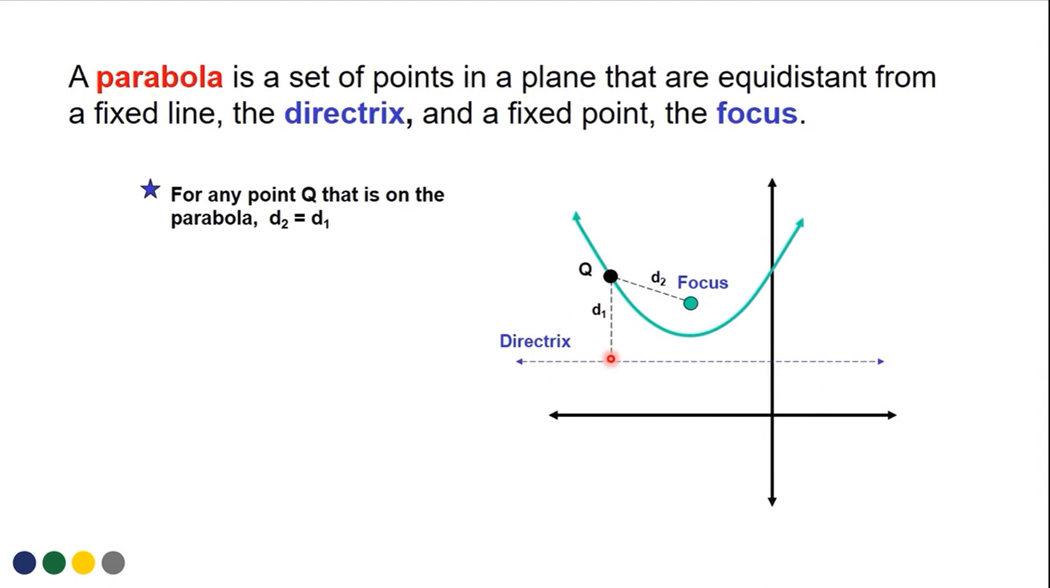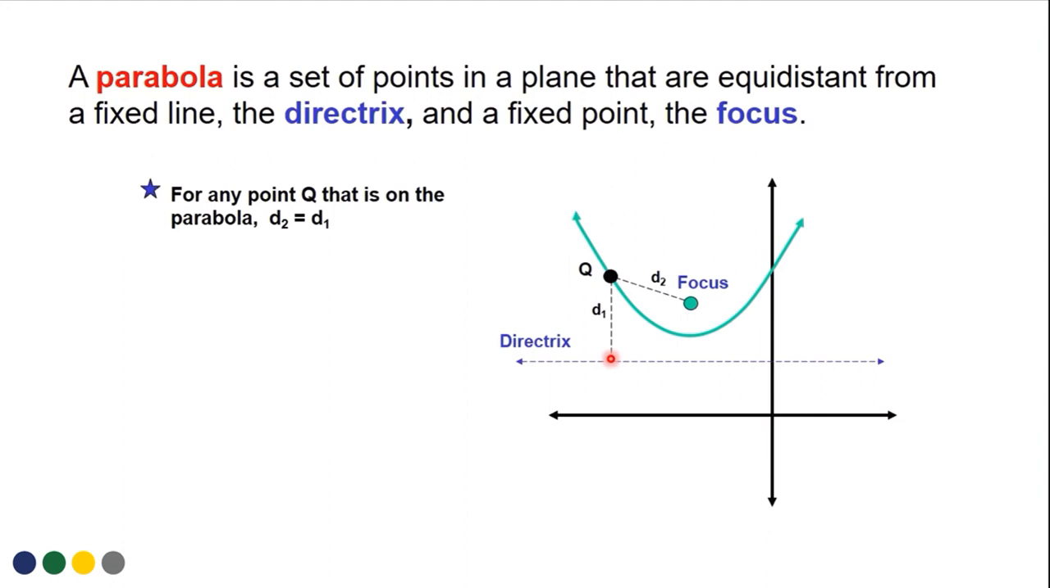Okay, Bench, Frederick, can you please read what is parabola? Can you please open your mic, Bench? So what is parabola? A parabola is a set of points in a plane that are equidistant from a fixed line, the directrix, and a fixed point, the focus. Thank you so much. Again, thank you, Sir Bench.